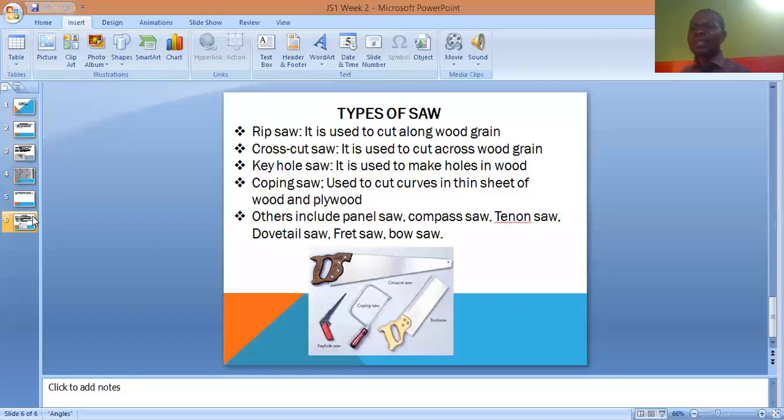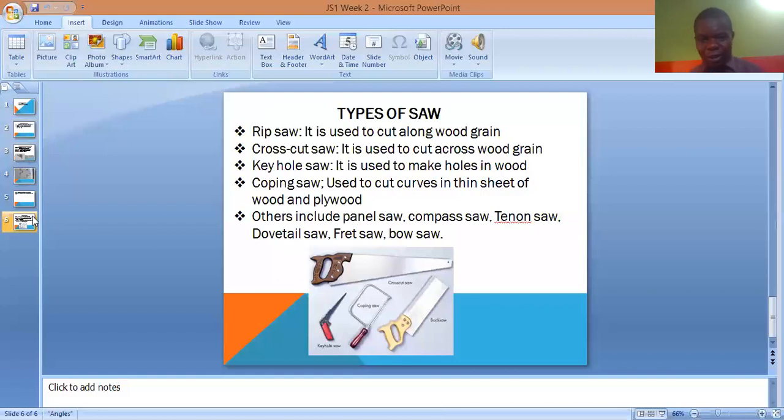Then other types of saw include the panel saw. The panel saw is also called all-purpose saw. It can be used to cut across and along the grain of wood. We have the dovetail saw, we have the flush saw, we have the tenon saw, and the bow saw. These are some of the examples of the saw, because you may be hearing my voice and have not seen a saw before, or do not know how it looks.